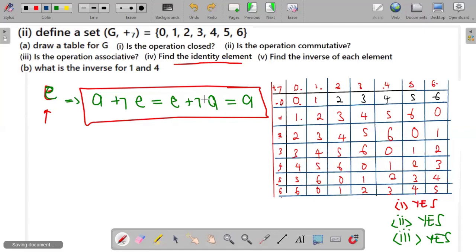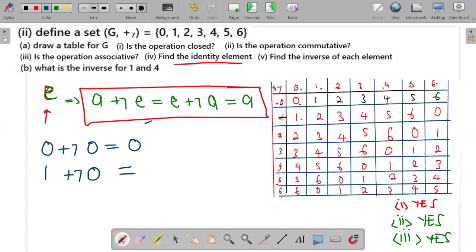You can try to use this formula with the identity element. The identity element here is 0, because when I combine it with any other element, I just get the same element. For example, 0 modulo 7, 0, what do I get? I get 0. What about 1? If I do 1 modulo 7 with the 0, I get 1.